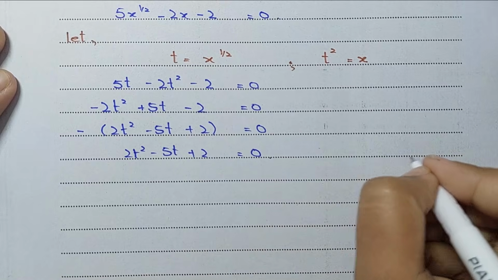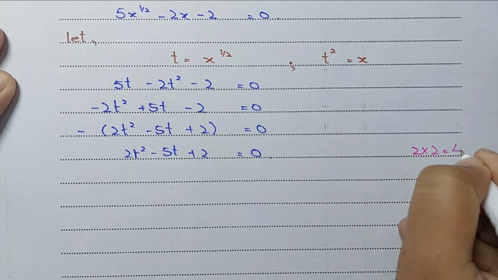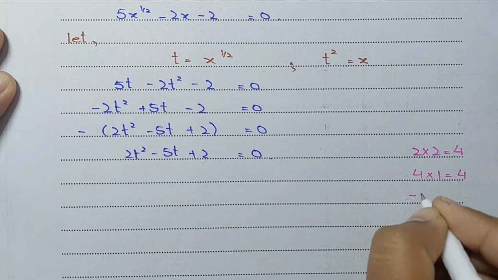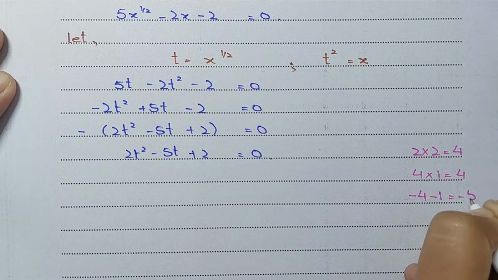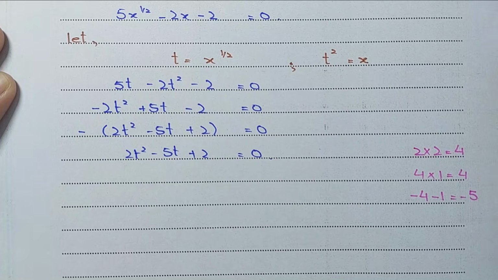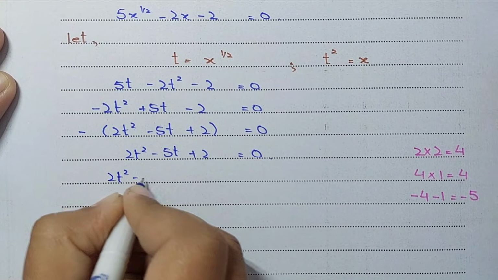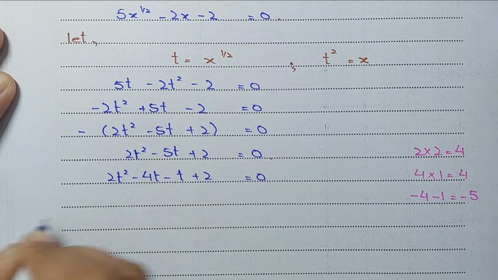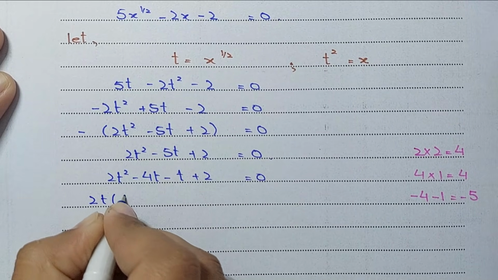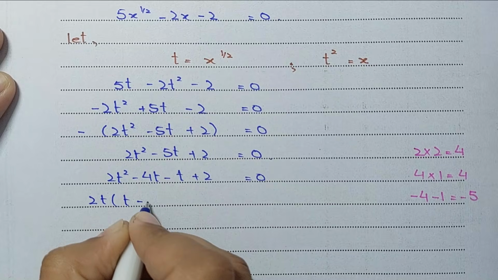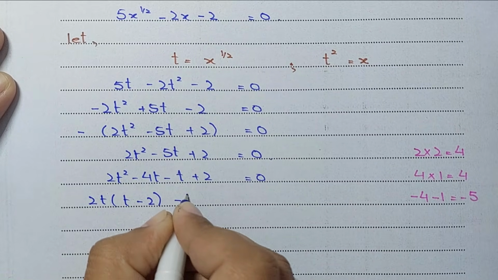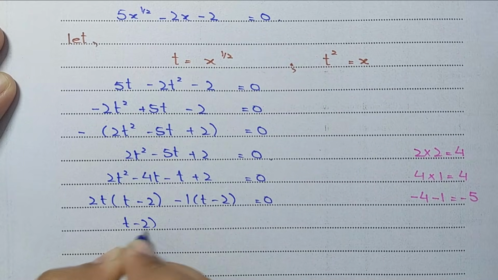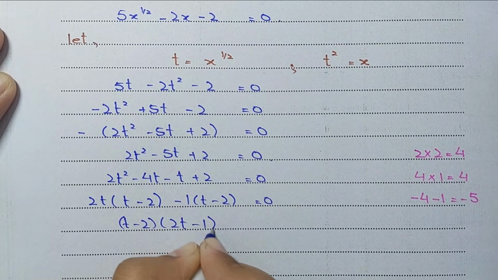Let me factorize it. 2 times 2 is equal to 4. 4 times 1 is equal to 4. And when you do minus 4 and minus 1, it gives you negative 5. So break the middle term, negative 5t: 2t square minus 4t minus t plus 2 equals 0. Let me take 2t common. t is left, minus 1 is already common. 2 times 2 is 4. Minus 1 is common. t minus 2 is left. t minus 2 is a factor and 2t minus 1 is a factor.